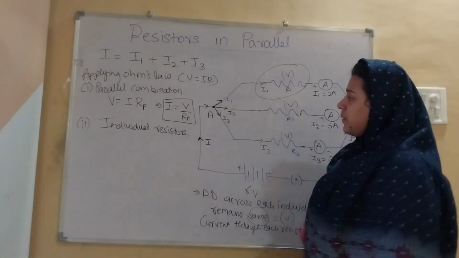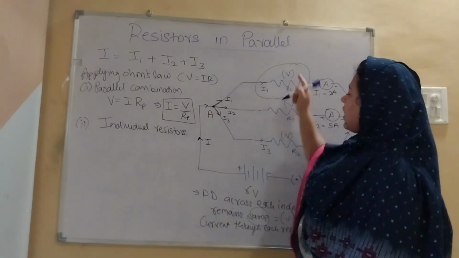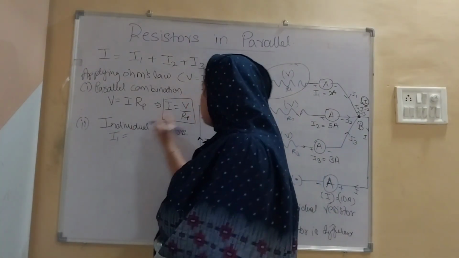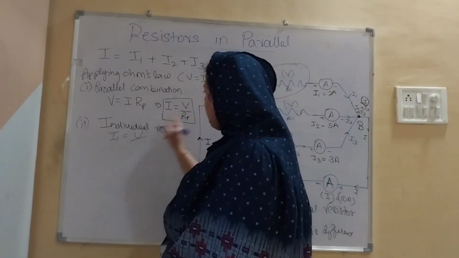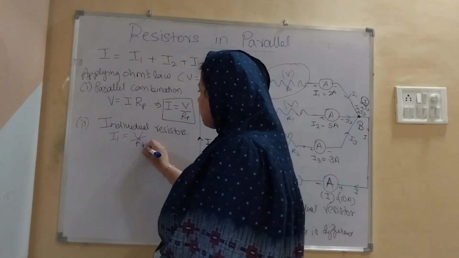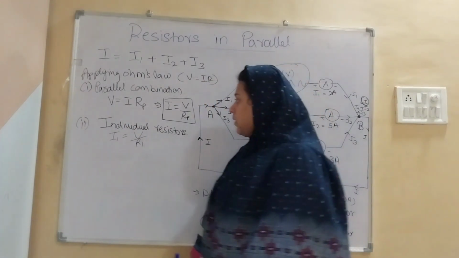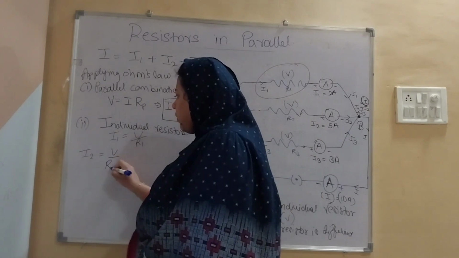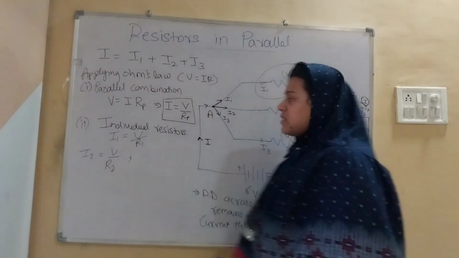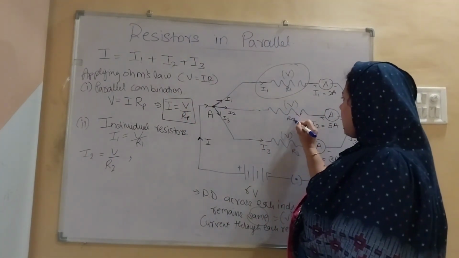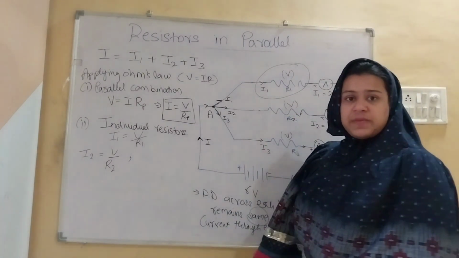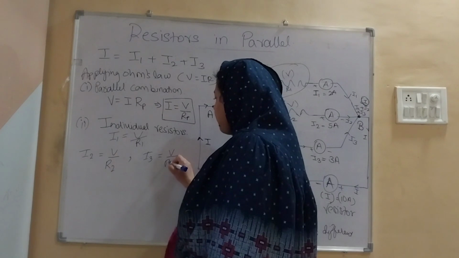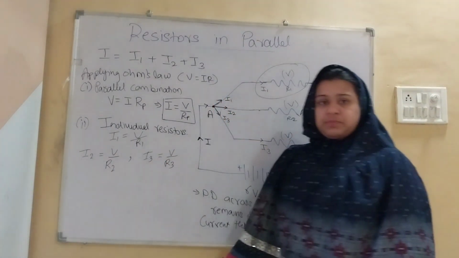Taking the first one, I1, R1 and V. Applying Ohm's law, I1 is equal to V upon R1. First वाला लिया है तो, okay. I2 is equal to V upon R2 for the second resistor. I2 current, R2 is the resistance and V is the potential difference. And I3 is equal to V upon R3.